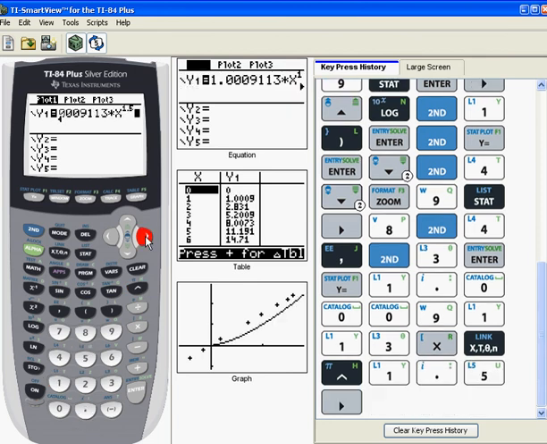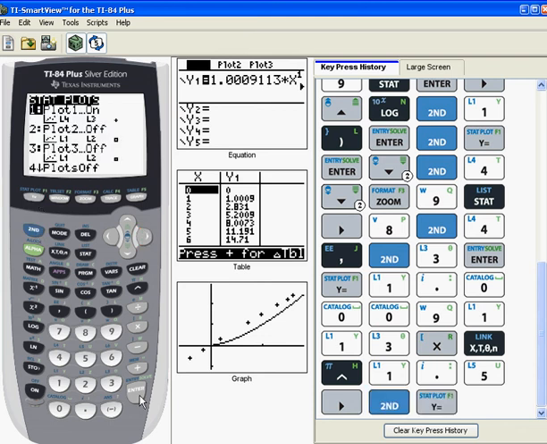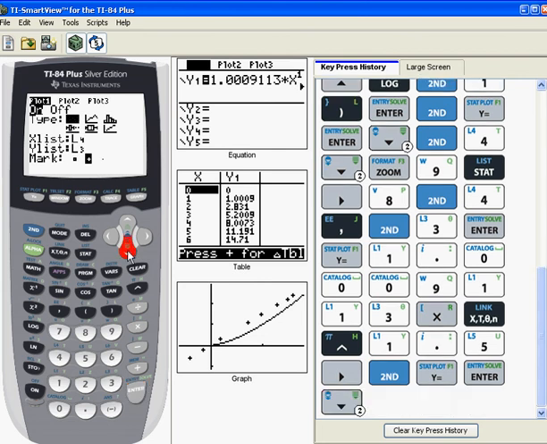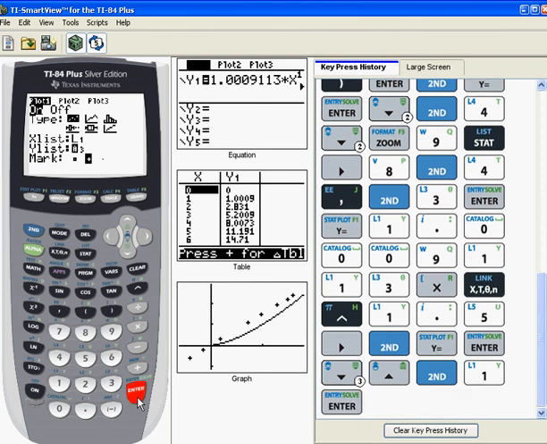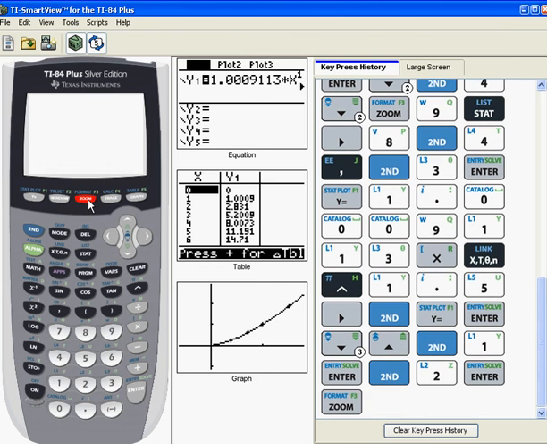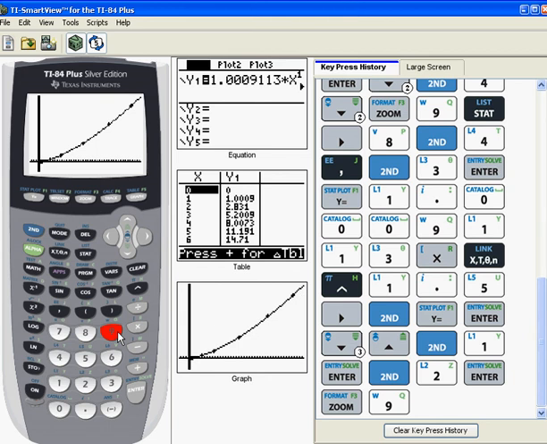Now while we're at it, we need to remember that this equation is going to model the original data really well. That's what it's designed to do. So I've got to go back to stat plot now. So I'll do second y equals. And I'm going to take this first plot and switch it back to L1 versus L2. So second 1, enter. Second 2, enter. And I'm going to press zoom 9. Oh, wow, that is amazing. It's perfect.